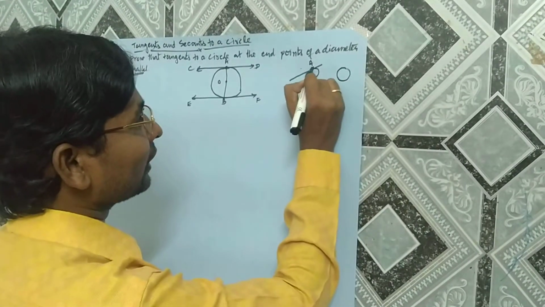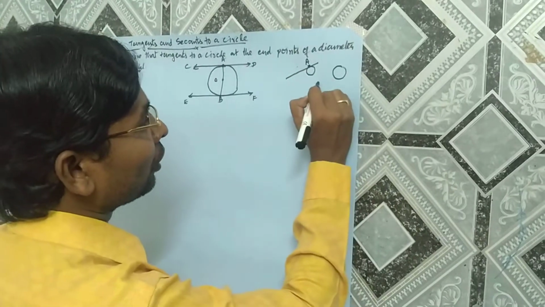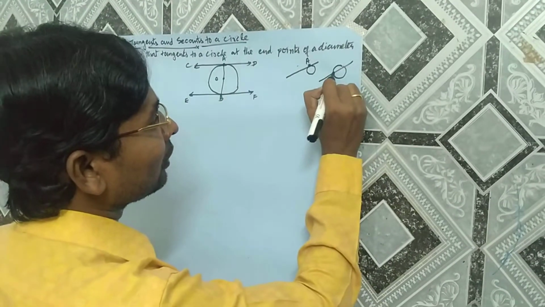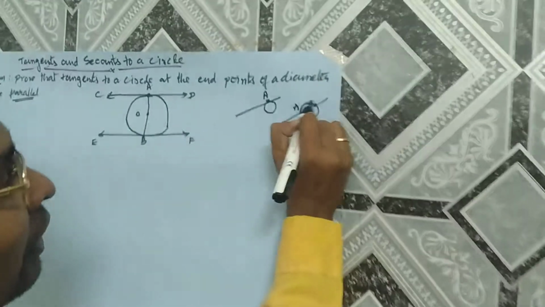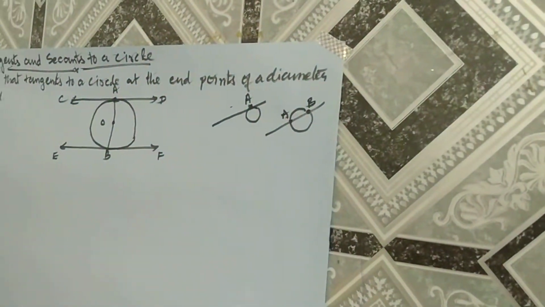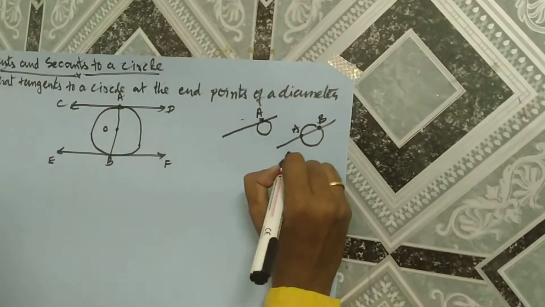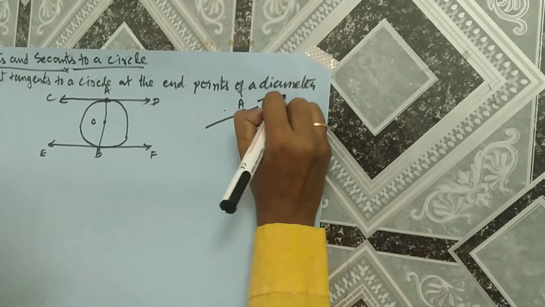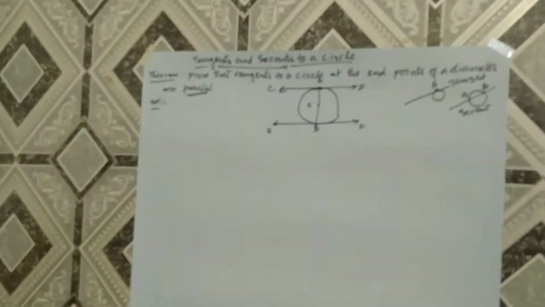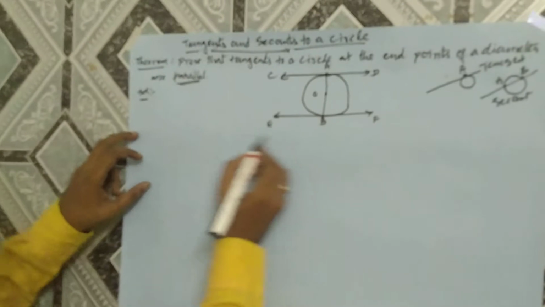For example, draw another circle. So draw a line. This line touches the circle in two different points. That is why it is called a secant. The earlier one is called a tangent. We have to prove that CD is parallel to EF.